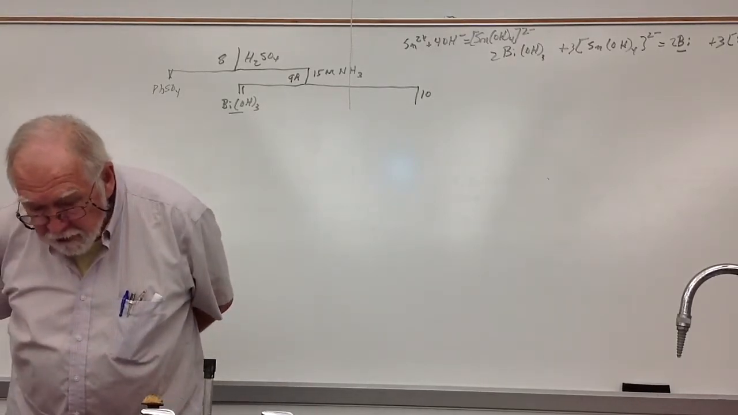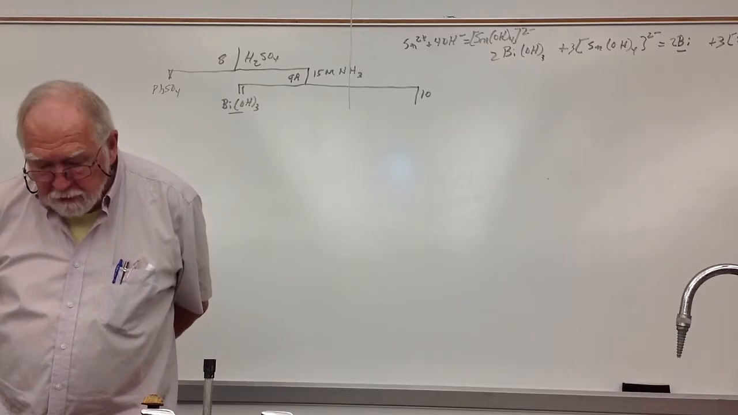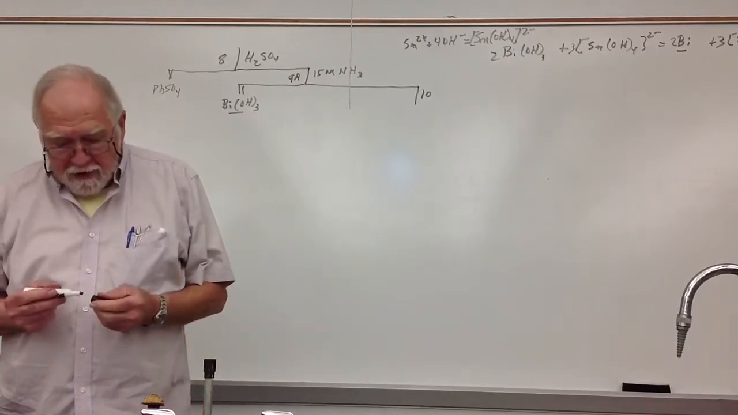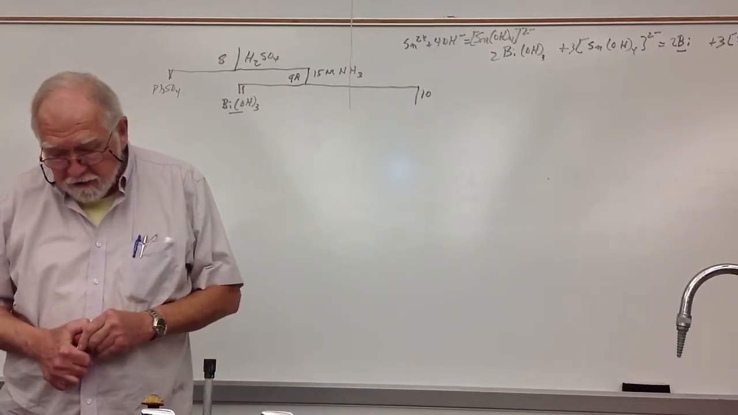Okay, so that's your confirmatory test for bismuth, and it really is black. It should not be white or gray. That just means that you're probably getting tin(II) hydroxide.